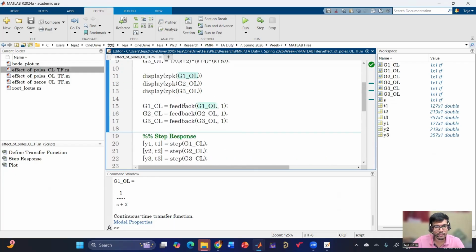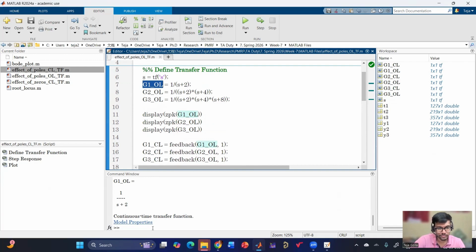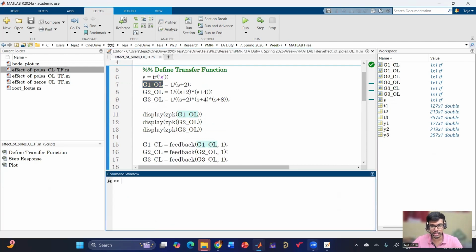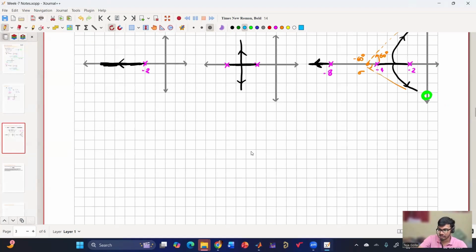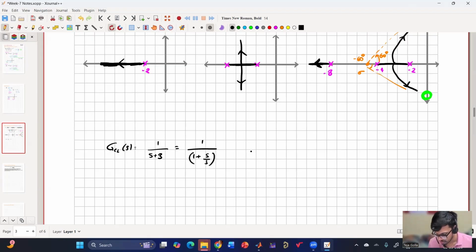So let me do one thing. What I mean to say is, I'll explain here. Say I have a transfer function G closed loop of S is 1 by S plus 3. So the DC gain is not 1, and that's why it will not settle at 1. If the input is moving from 0 to 1, this will move from 0 to some other value. So I have to make it something like 1 by 1 plus S by 3, which means I am multiplying this by 3. So it is 3 by S plus 3, right?